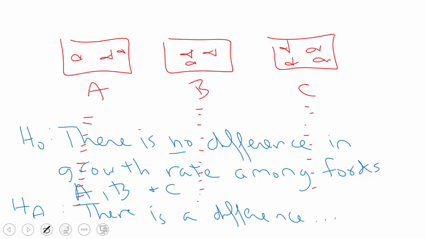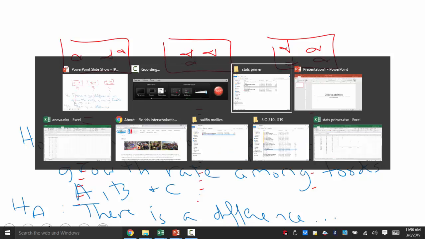But this is important. It just means that there is a difference somewhere. It doesn't mean that A is definitely different from B, or A is definitely different from C, or B is definitely different from C. It just means that somewhere there is a difference, and we'll come back to that. Okay, so let's go to Excel.